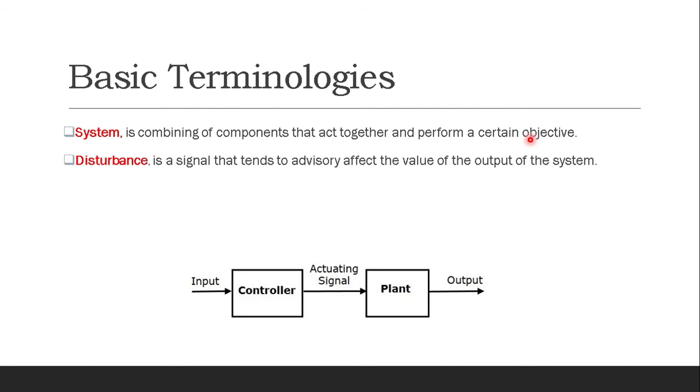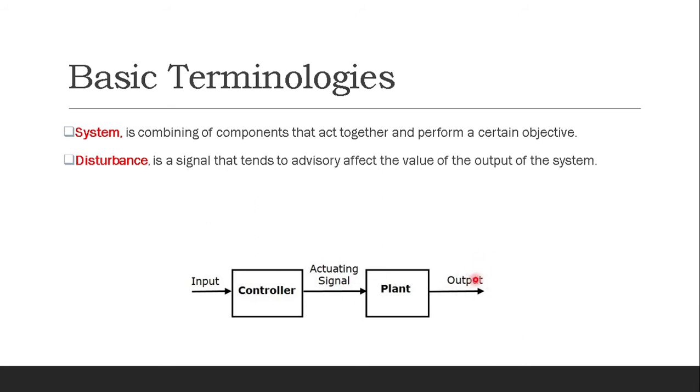A disturbance is a signal that tends to adversely affect the value of the output of the system. Consider this system where we give some input. The controller is controlled by this input signal and gives some actuating signal, which is fed to a plant, and after processing we get some output. Sometimes, due to disturbance, we cannot get the objective that we are supposed to get.